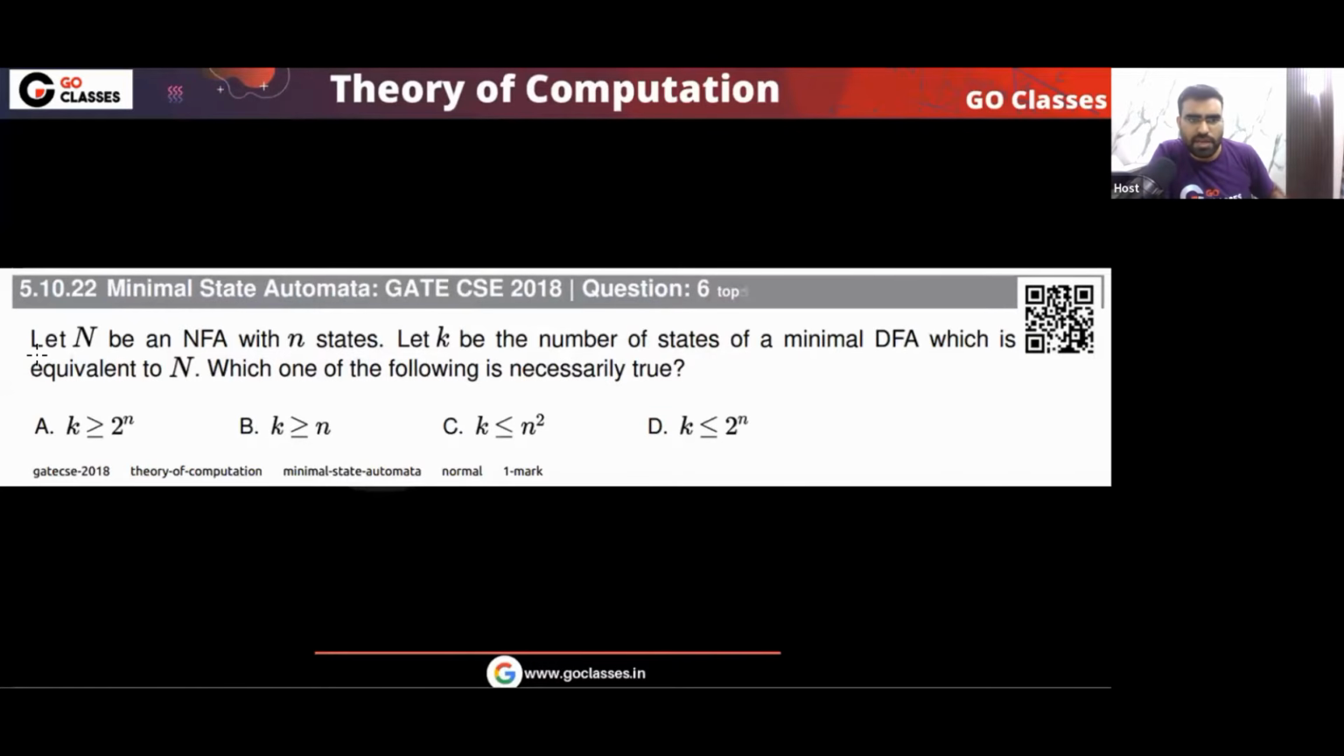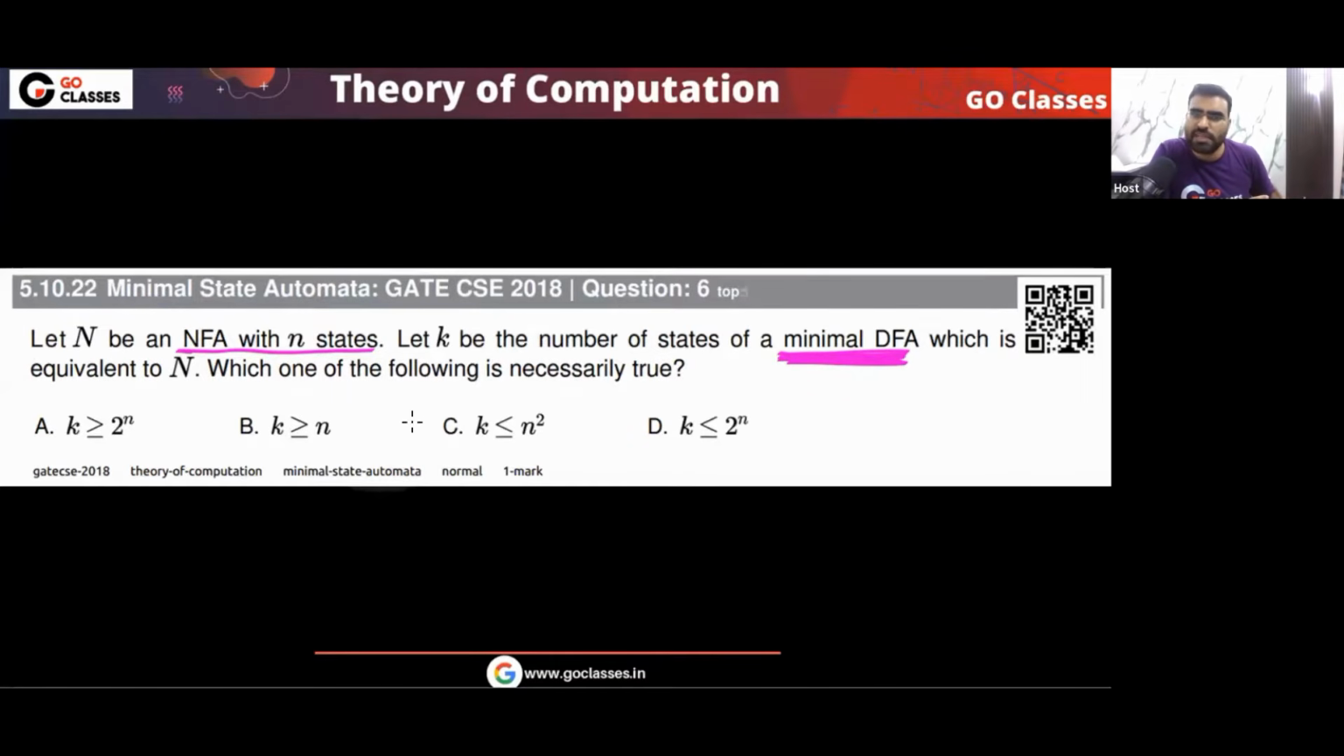Let n be a NFA with n states. Let k be the number of states in the minimal DFA which is equivalent to n. Which of the following is necessarily true? Here remember, this NFA is given to you which has total n states, and the question is asking about the number of states in the minimal DFA.